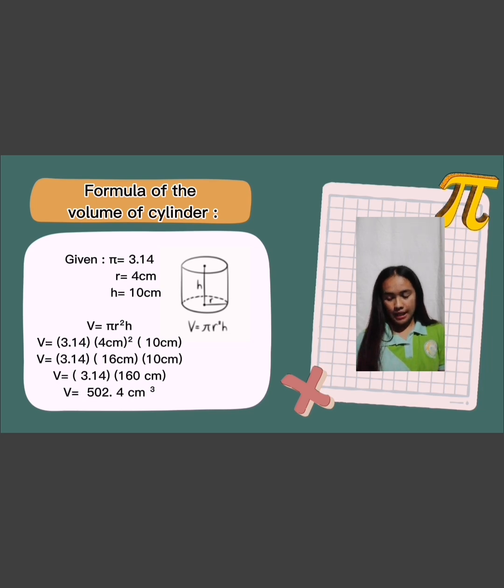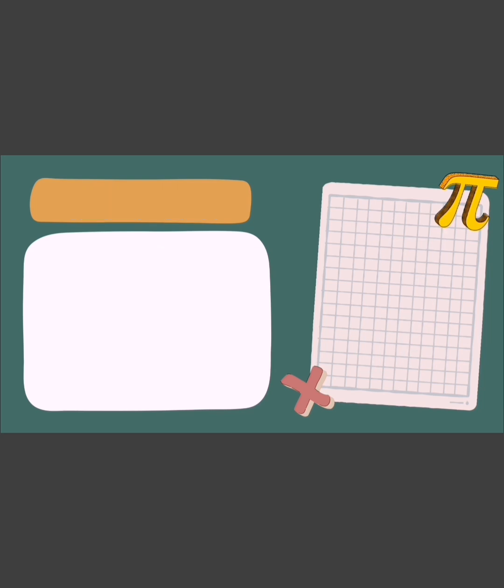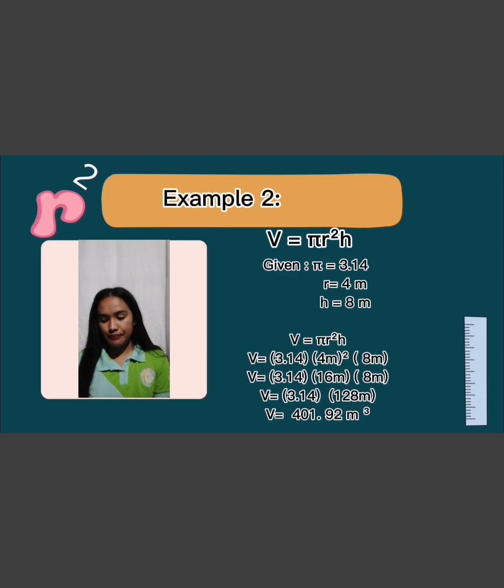So the answer will be 502.4 centimeter cubed. So for the next example, the given will be pi is equals to 3.14, radius will be 4 meter, and the height will be 8 meter. So first, let us write the formula, which is pi times radius squared times height. And then volume is equals to 3.14, which is the pi, and 4 meter, which is the radius, and then 8, which is the height.